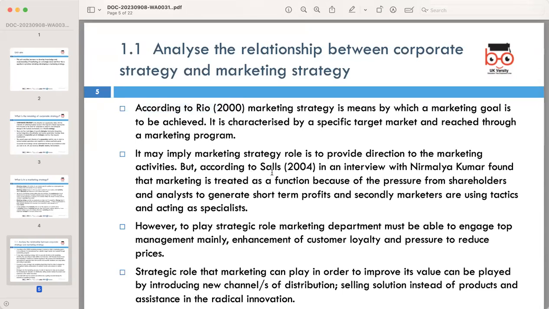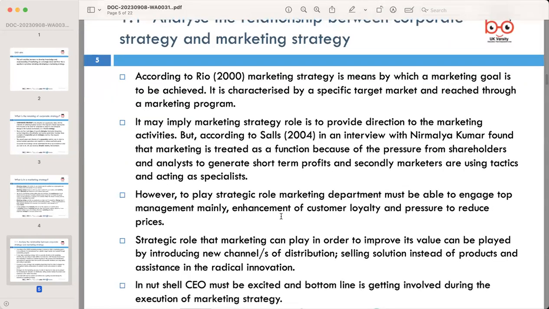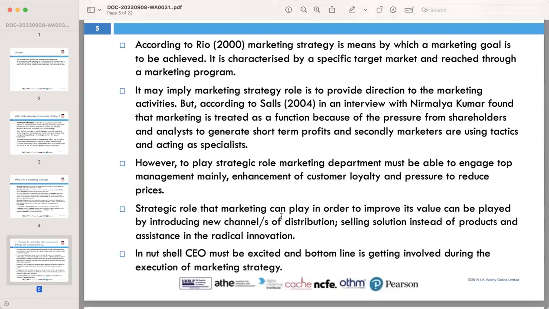So according to Sal's, in an interview with Nirmala Kumar, he found that marketing is treated as a function because of the pressure from stakeholders, shareholders and analysts to generate short-term profit. And secondly, marketers are using tactics and acting as specialists. Marketing is sometimes perceived as a function due to pressure from shareholders and analysts for short-term profit generation.